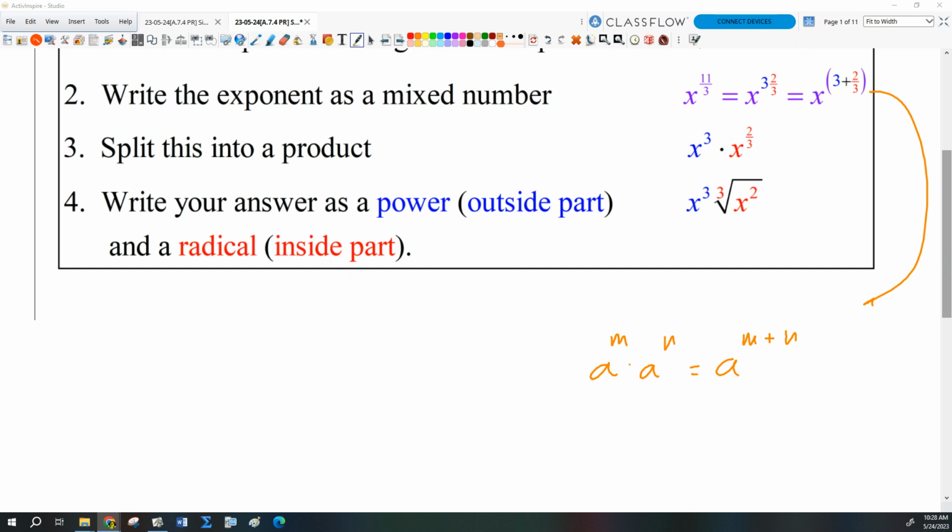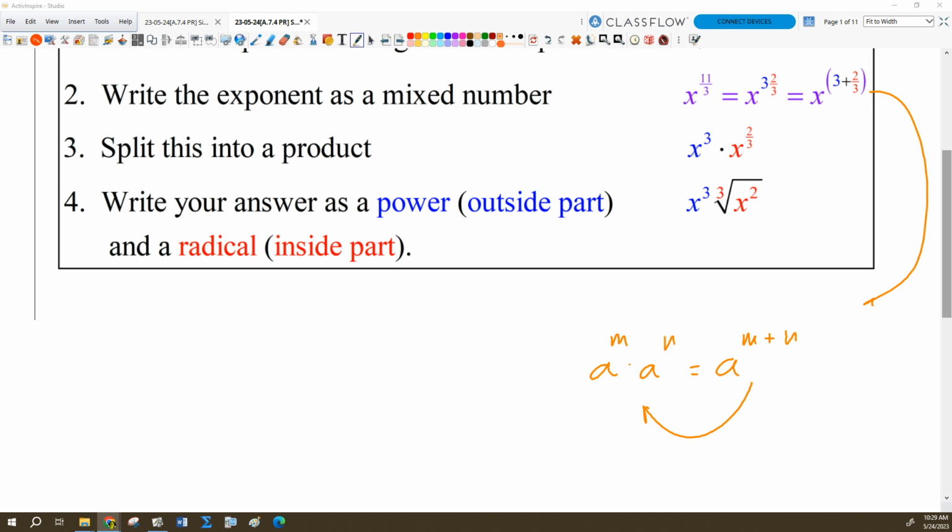Well, we'll just go in the opposite direction this time. We're going to start here and move back in that direction. So if we have x to the 3 plus 2/3 power, we'll just split that up into x to the third times x to the 2/3. Make sense? And then what does that become? Well, x to the third power doesn't have a fraction in the exponent, so that does not need a radical. That ends up being the outside part of our radical when we turn this back into a radical. So we get an x to the third outside.